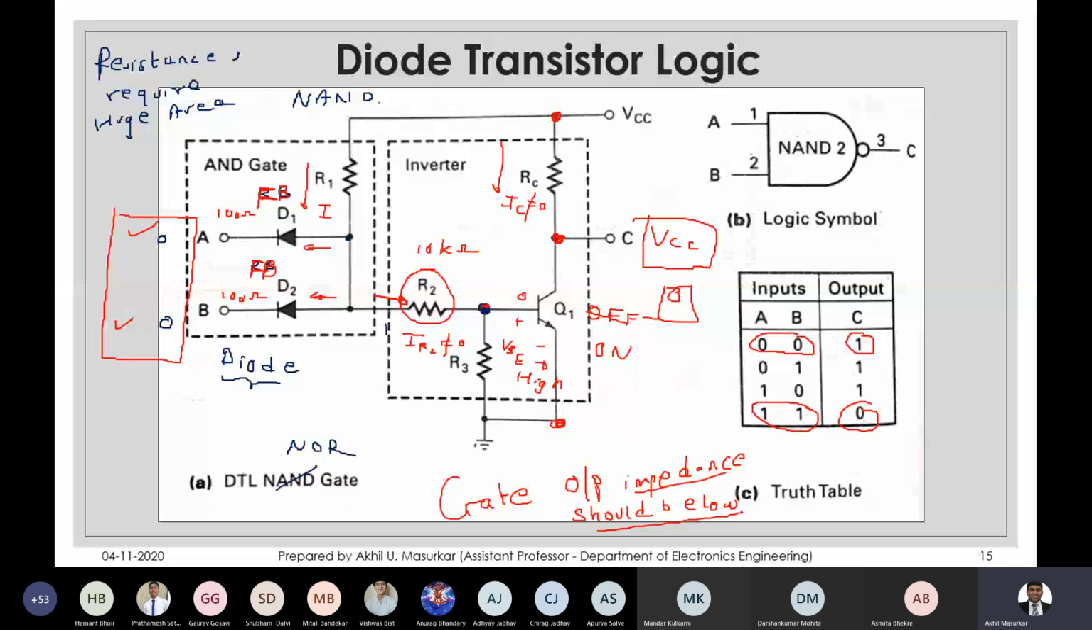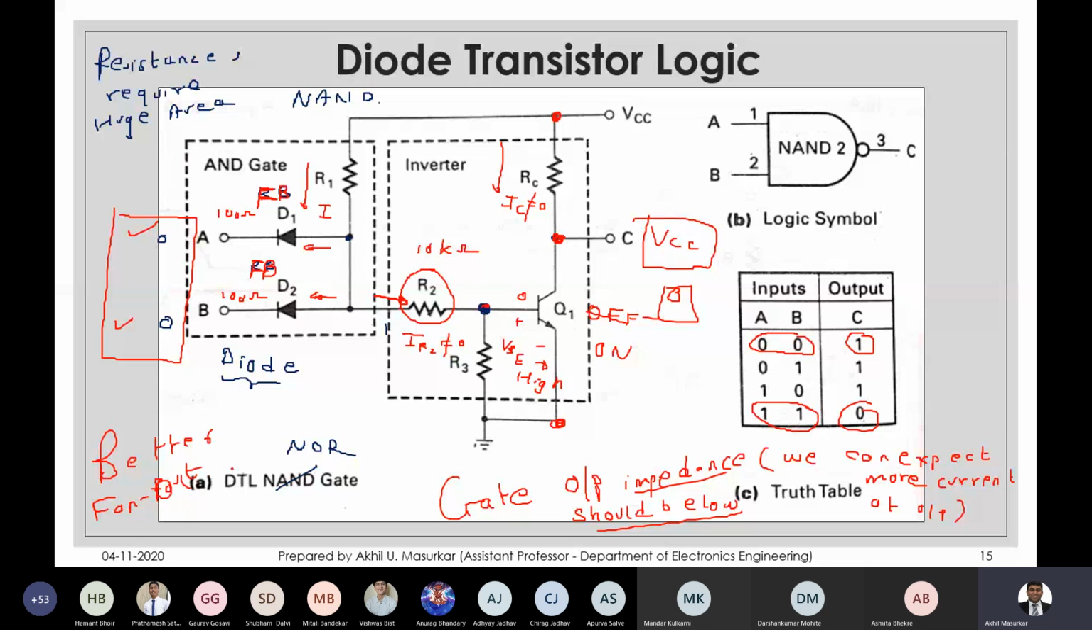Output impedance should be low. Now, why should it be low? Because if output impedance is low, we can expect more current at the output. And more current means better fan out. More current means better fan out.